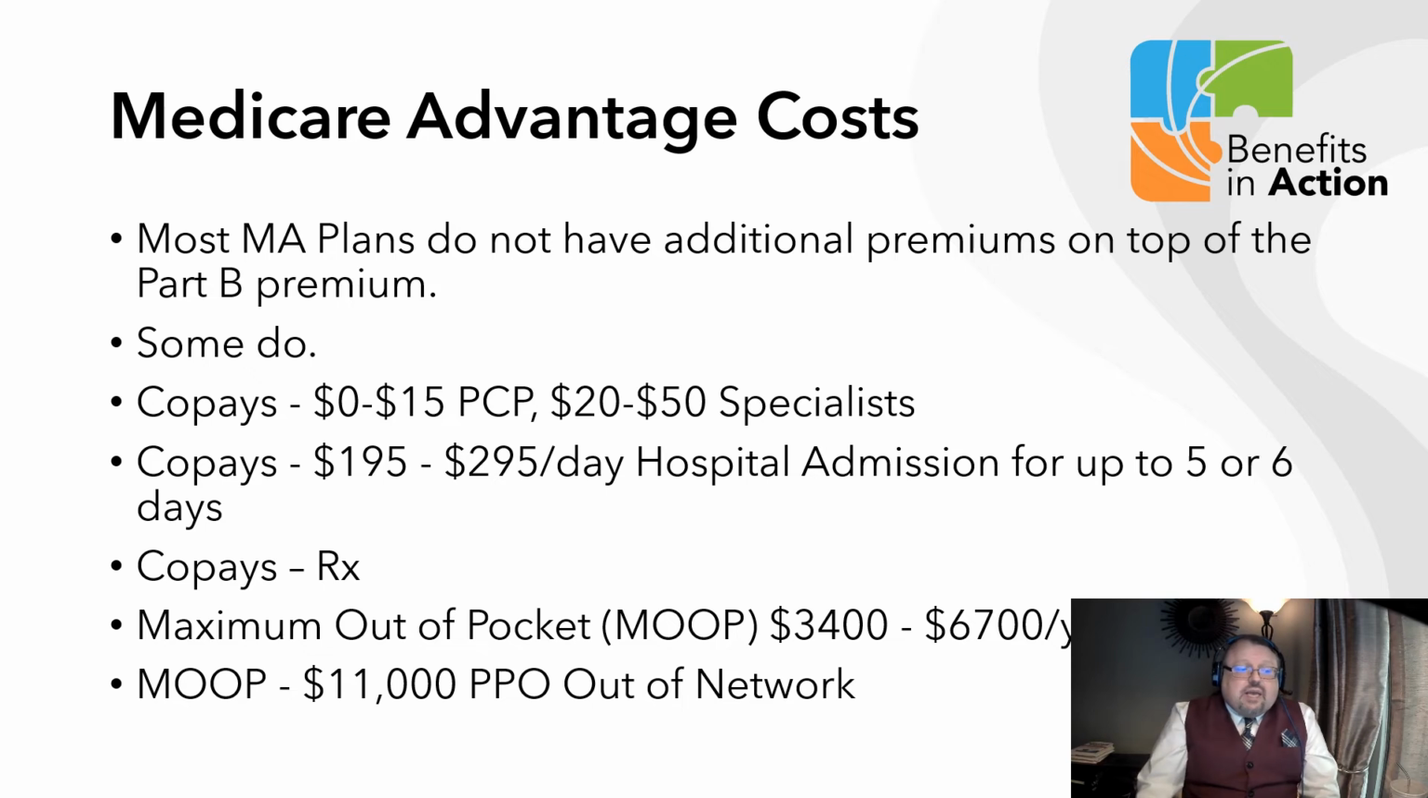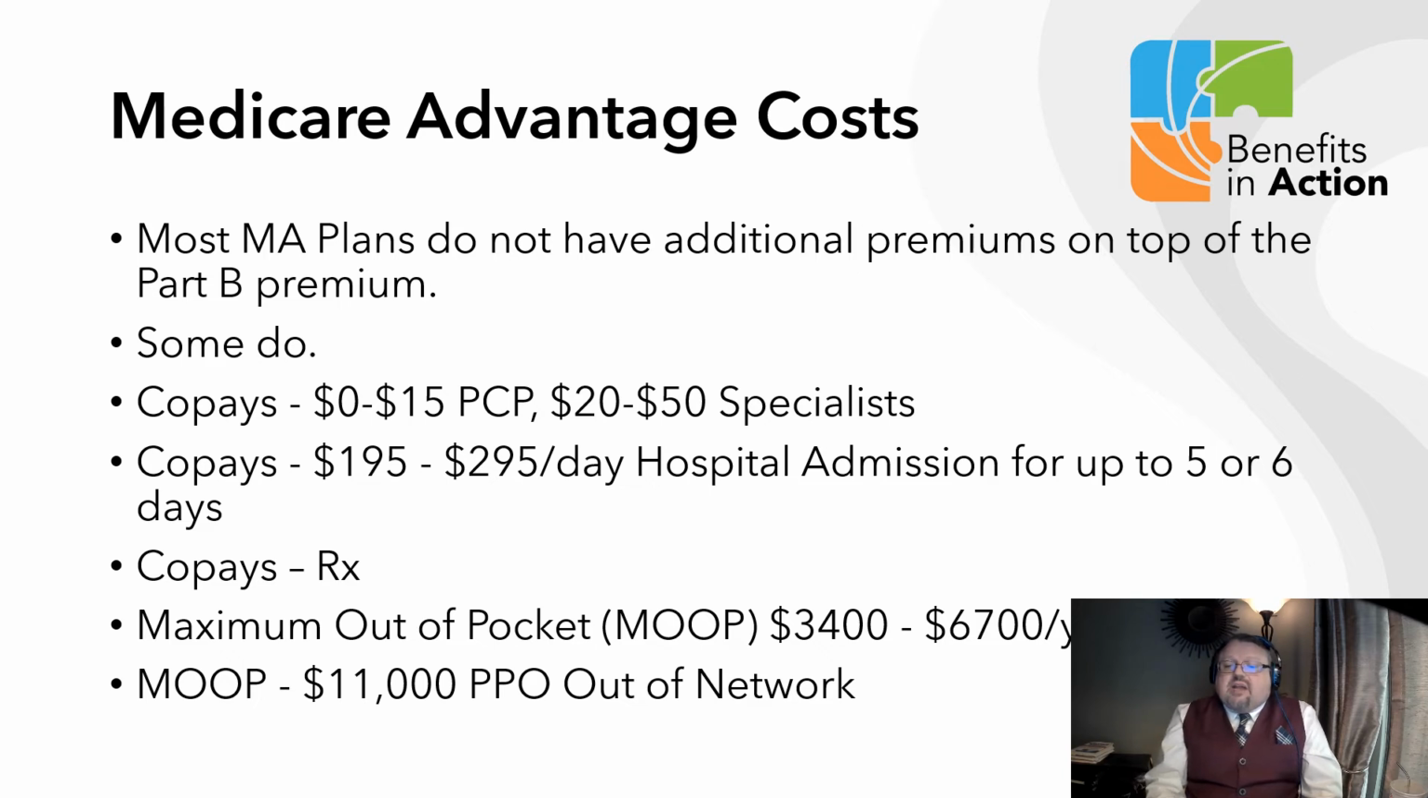But the copays can be extensive. Almost every service has a copay associated with it. The copays vary from $0 to $15 for primary care visits, $20 to $60 for specialist visits, and $200 to $300 per day for hospital admissions. There is a point at which you reach what they call a maximum out-of-pocket, at which point there are no more copayments required by your health plan.